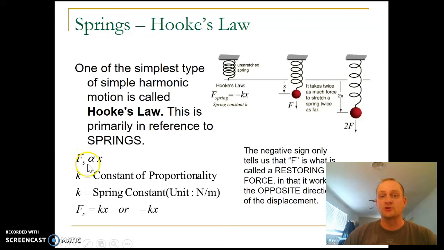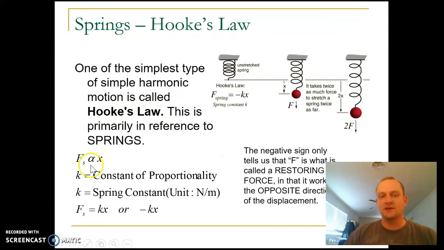Now, why do I use the word restoring force? So think about a spring. If I were to pull the spring this way, the force of the spring wants to pull it back to where it was, right? If it started here and I pulled it over that way, the force is going to be going this way. If I started here and I compressed it and I pushed it in, the force is going to be going back this way. So springs always want to restore themselves back to that equilibrium position, back to whatever their natural length was.